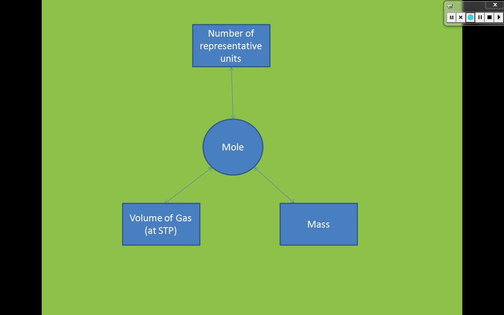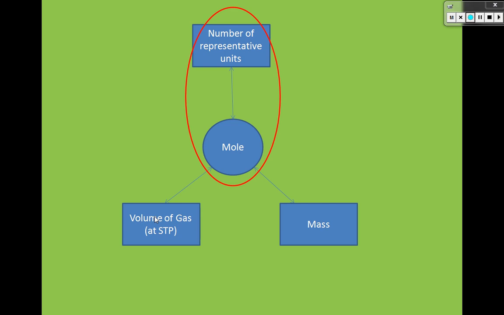But the mole is also related to mass. So down here, you can go back and forth between mass and the mole. And it's also related to the volume of a gas at this thing called STP, and we'll talk about that later. And so you can use a mole map to get from any one of these to another. If you want to go from the number of units to mass, you can change the number of units to moles, and then moles to mass. If you want to go from mass to volume, you can go mass to moles and moles to volume.